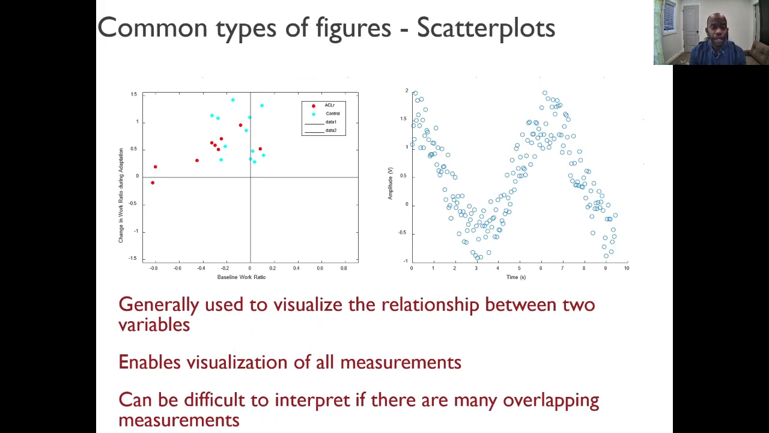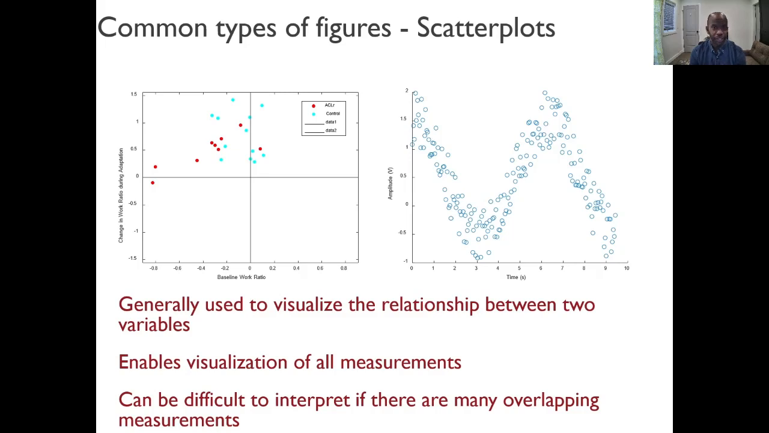The second type of plot that I most commonly use is some sort of scatter or dot plot. With scatter plots, these are most commonly used to understand or visualize the relationship between two variables. So on the left, we have the relationship between measures of mechanical work and changes in some measure of mechanical work, so that we can get a visual understanding of how those values relate or not to one another.